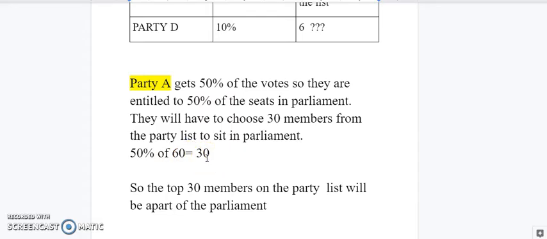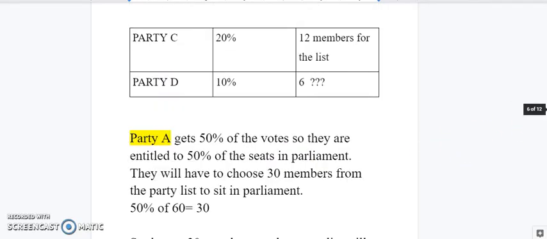So Party A is going to choose the top 30 members on their party list that will be a part of the Parliament. And this is very simple because they would have already done their ranking of their members on the party list, so they know who the top 30 members would be.